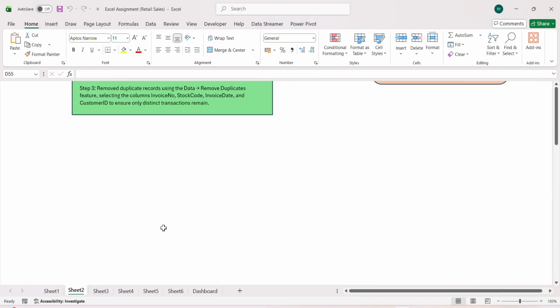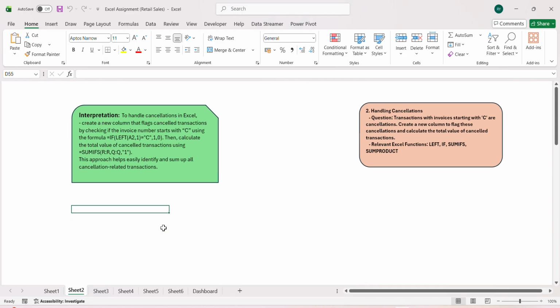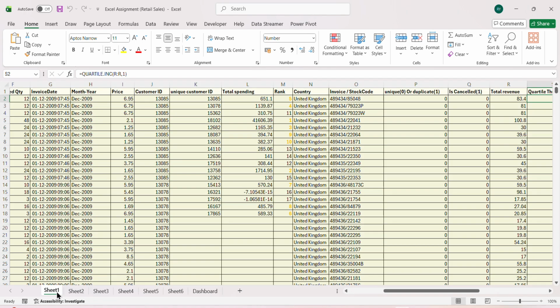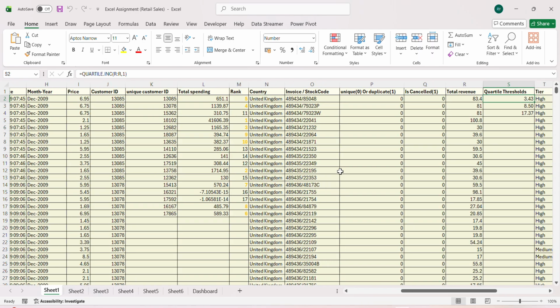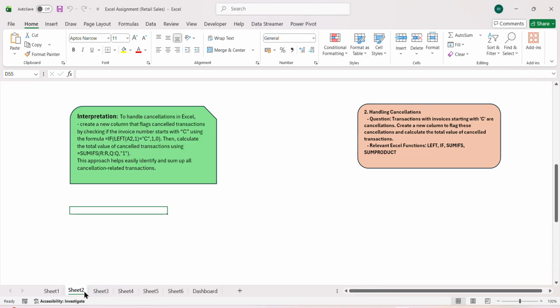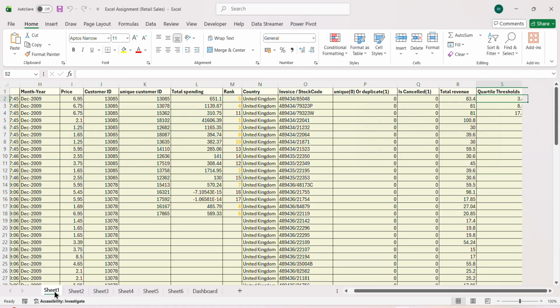Now moving on, the next question is handling cancellations. I created a new column that flags cancelled transactions by checking if the invoice number starts with C. Here we have the is cancelled column, where we can identify which invoice or product is cancelled. This approach helps easily identify and sum up all cancellation related transactions.